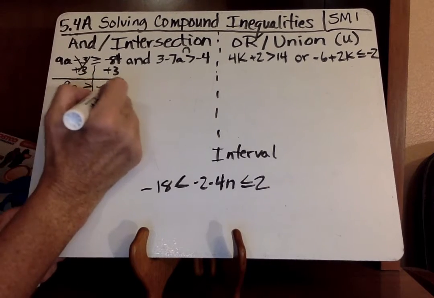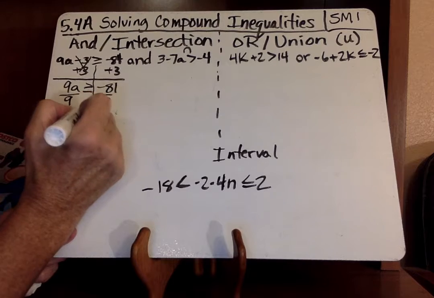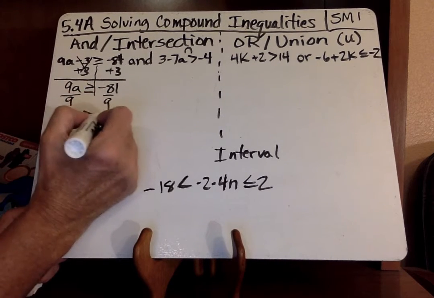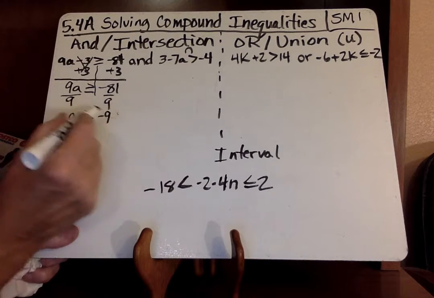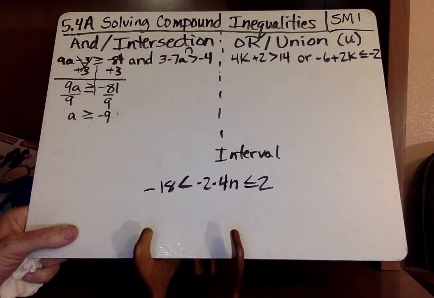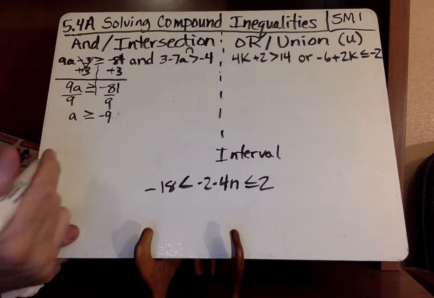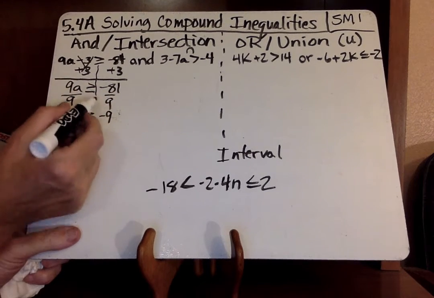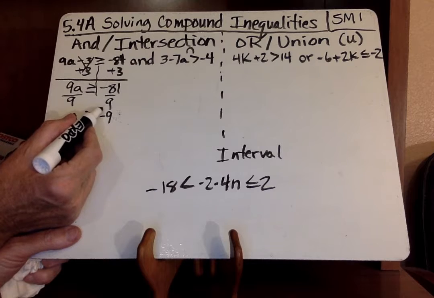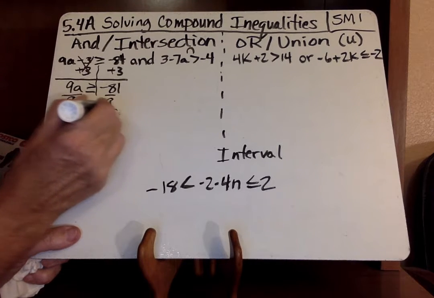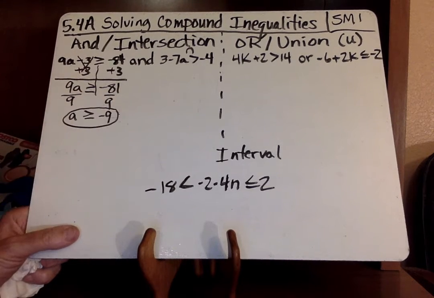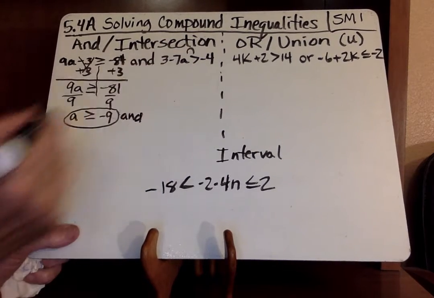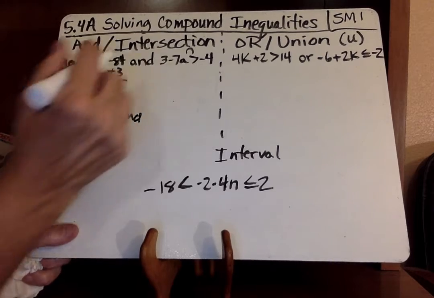Divide by 9. A is greater than or equal to negative 81 divided by 9 is negative 9. Now, you might say, oh, but Miss Rupert, there's a negative, so I should switch the signs. We didn't divide by a negative number. The number we divided by was a positive 9, so we do not change the signs. And there we have part of it, and let's go ahead and solve this other side and see what we have.